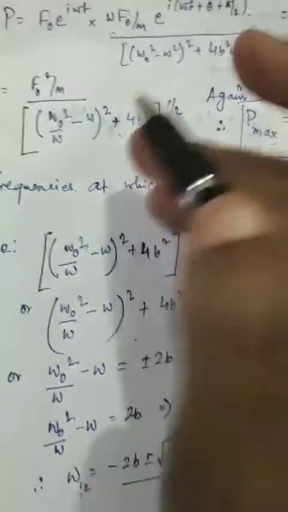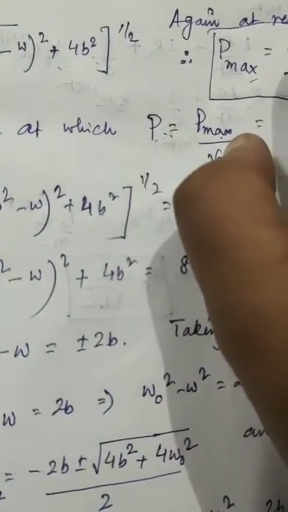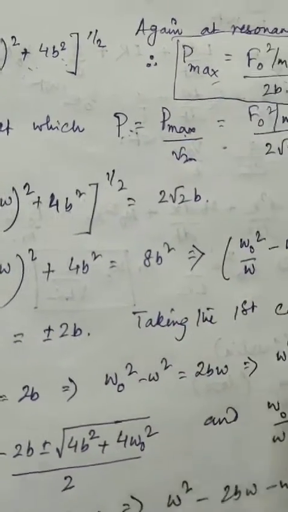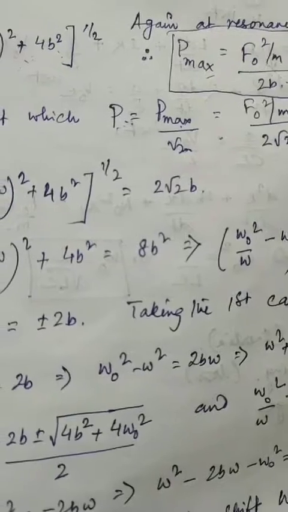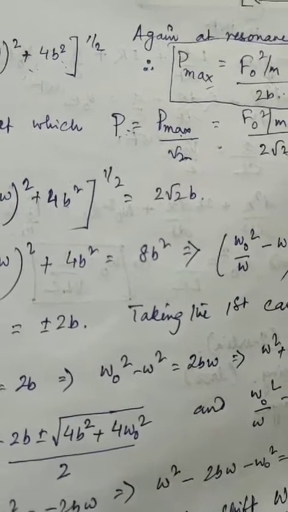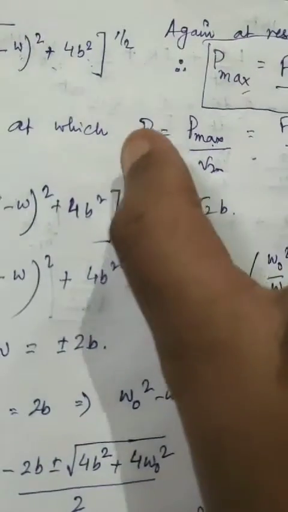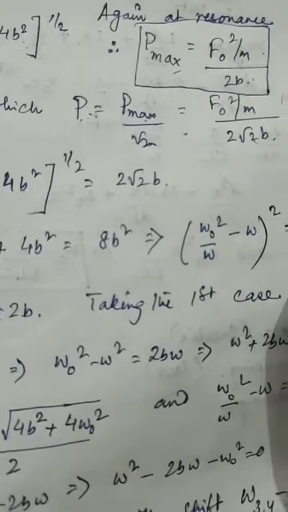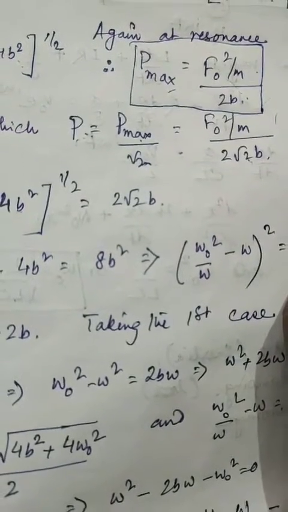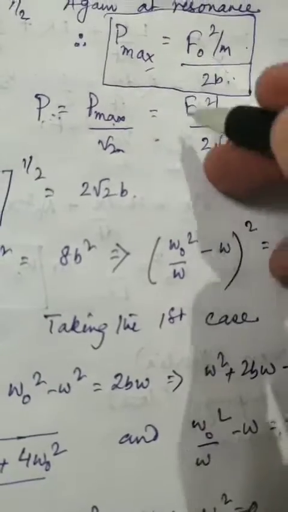Then what are the values of these frequencies for which the power will reduce to 70 watt? 1 by root 2 is 0.707, that is around 70%. So at what frequencies omega is the power going to reduce to 70% of the maximum power? That is what we are trying to find out. So power max by root 2 is nothing but this term.